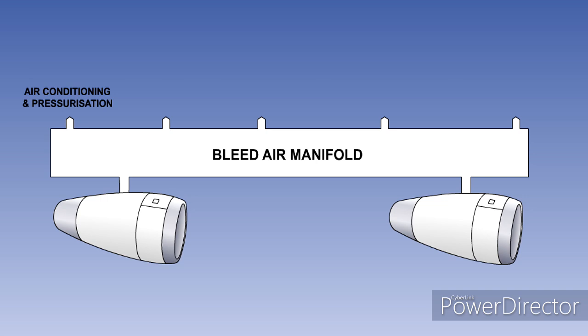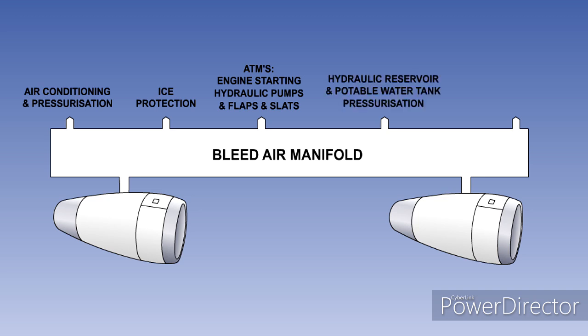This air is used for air conditioning and pressurization, ice protection, and as a power source for the air turbine motors used for engine starting, driving hydraulic pumps, and air-driven flaps and slats. It is also used for pressurizing hydraulic reservoirs and potable water tanks, and for cargo compartment heating.